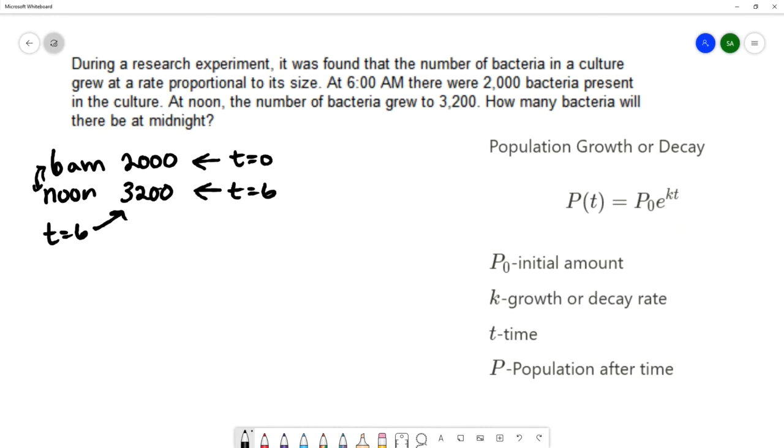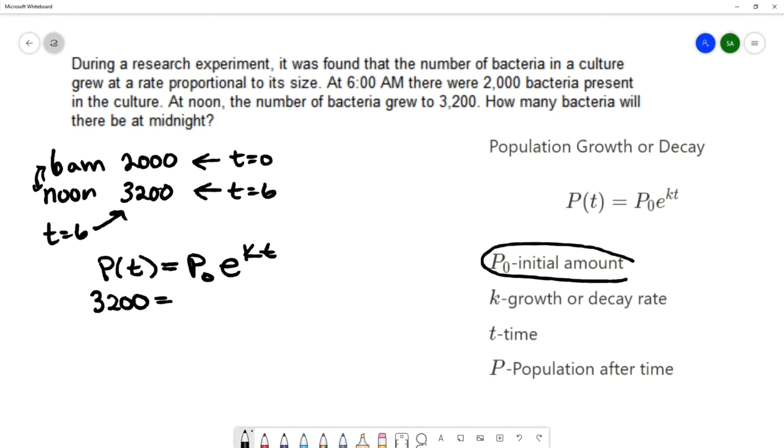So with my formula, P of t equals P naught e to the kt. P of t will be 3,200. P naught, the initial amount, that's going to be the 2,000. k is my unknown, and 6 hours later. So we started at 2,000, after 6 hours grew to 3,200.